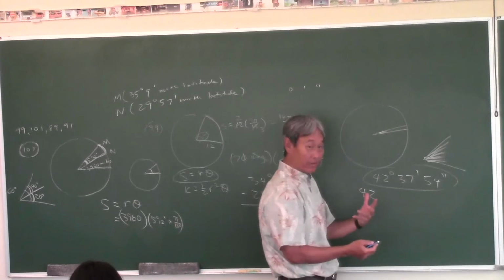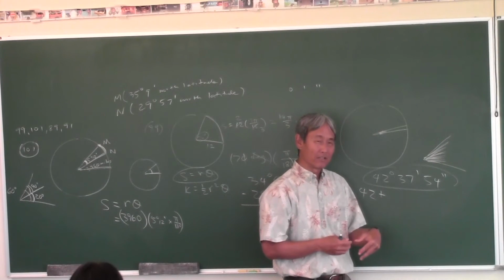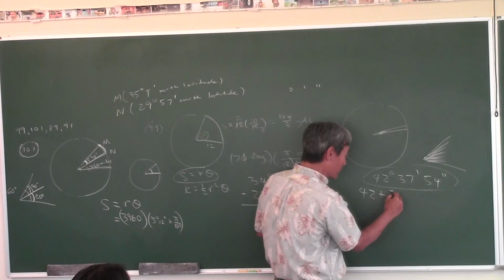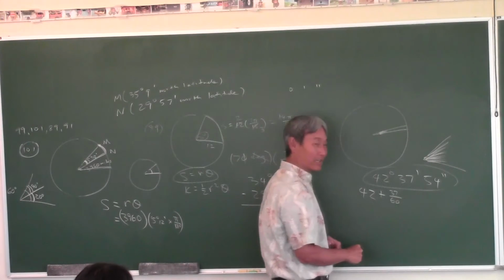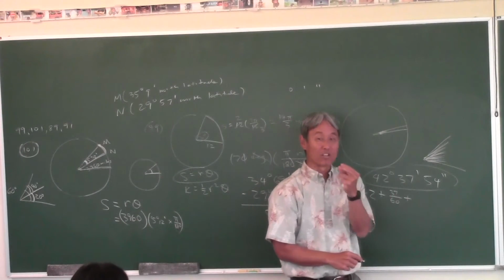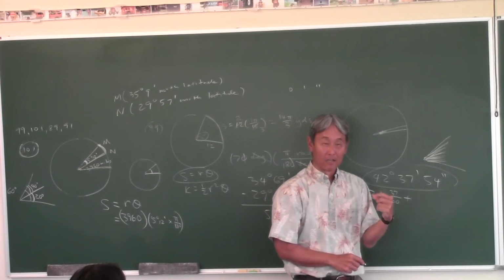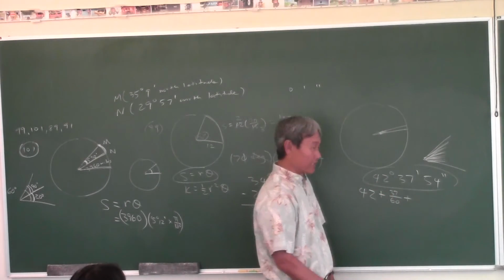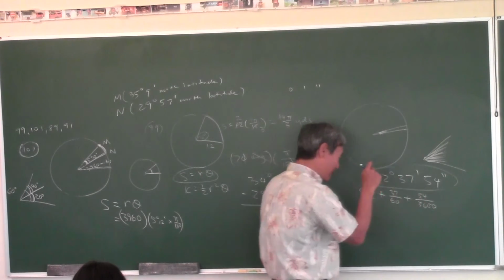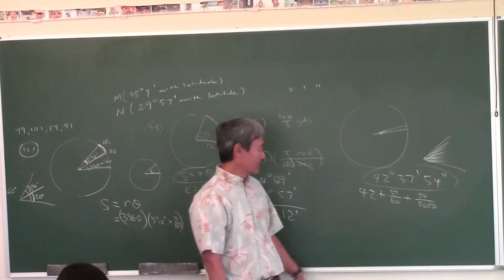42, that's 42 degrees, plus, now, how many minutes are in a degree? 60, so you've got to punch in 37 over 60. That's how you punch it in. Plus, now you've got 54 seconds. How many seconds are there in a degree? 3,600, that's right, so you go plus 54 over 3,600. That's how you punch it in on your calculator. That makes sense though, right?